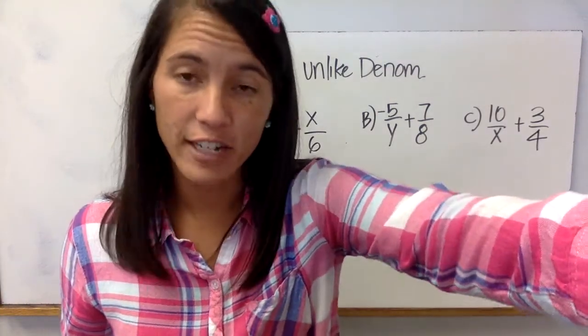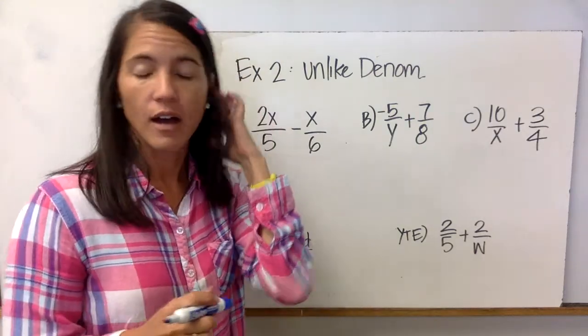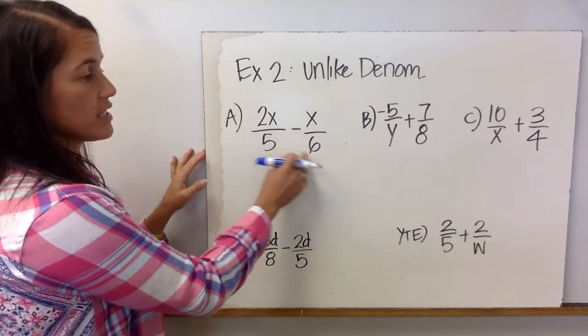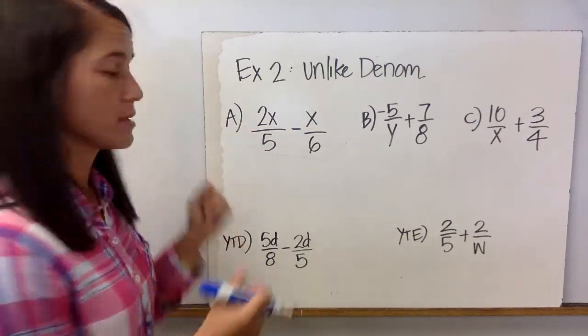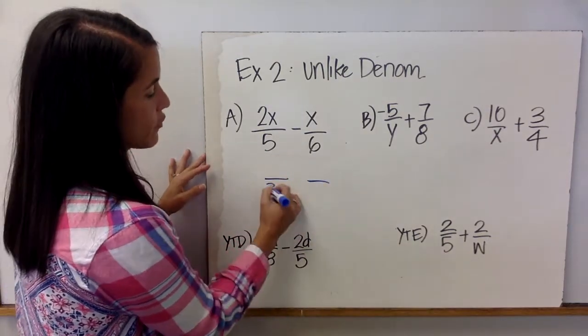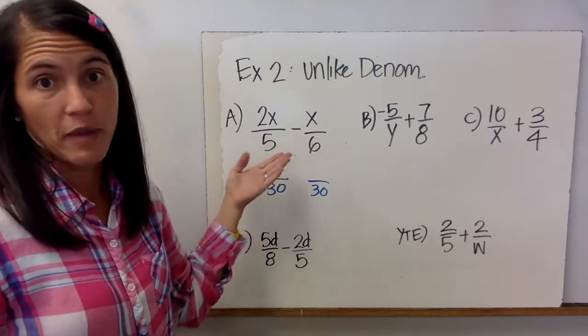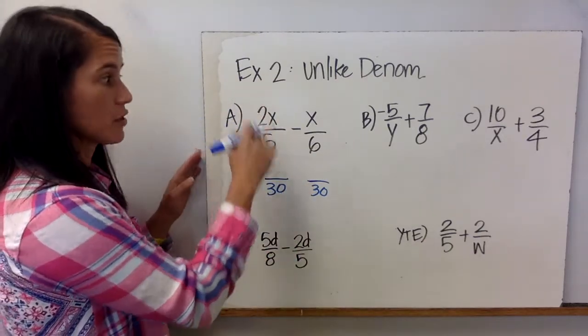If it's not already a common denominator and you have to find one, I'm going to show you what to do. In this first example, 2x over 5 minus x over 6. 5 and 6 are not common, but I bet you know from your years of fractions what would be a good common denominator for 5 and 6, and hopefully you're thinking 30. 5 times 6, you can just multiply them. 5 times 6 is 30.